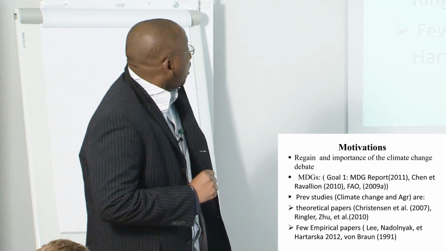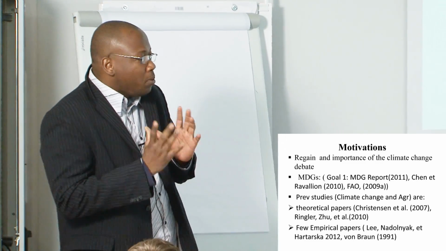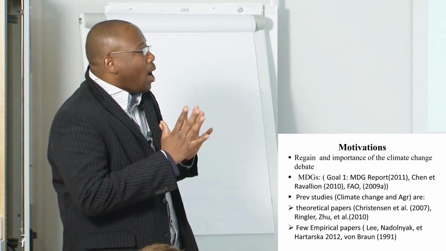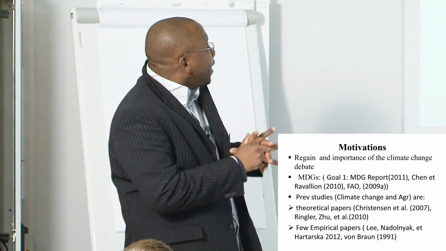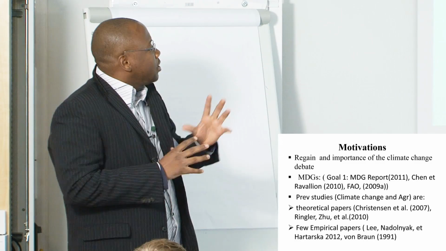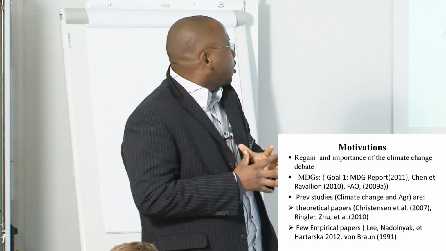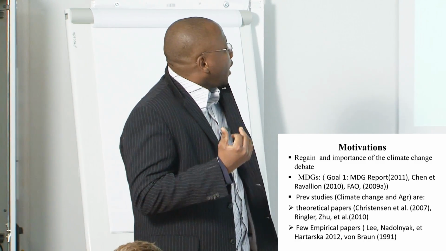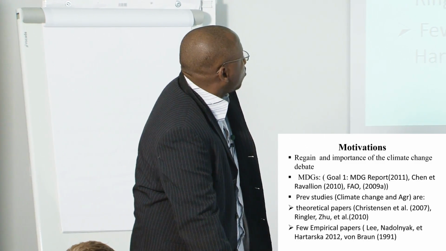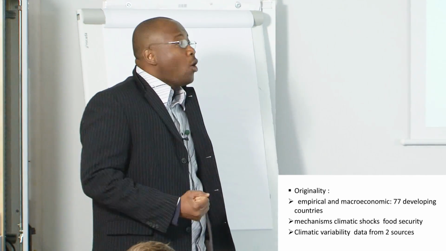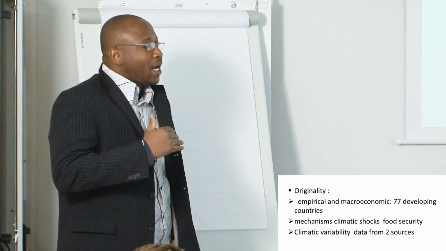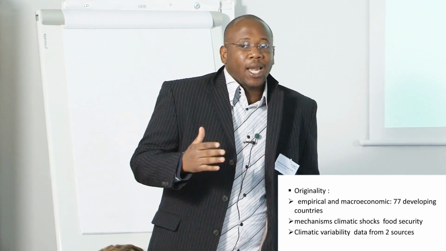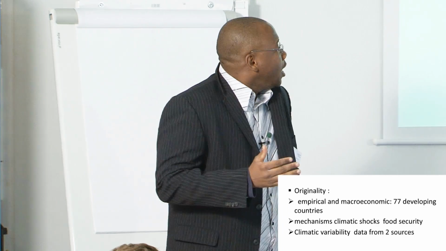In the economic literature, we can see two types of papers, theoretical papers and a few empirical papers. And empirical papers are microeconomic, not all, but most of them. They focus on the effect of climate change on food production, agriculture production. Most of them find that climate change reduces food production. The originality of our paper is that we apply an empirical and macroeconomic study for 77 developing countries, and we try to identify mechanisms of how climatic shocks can affect food security.